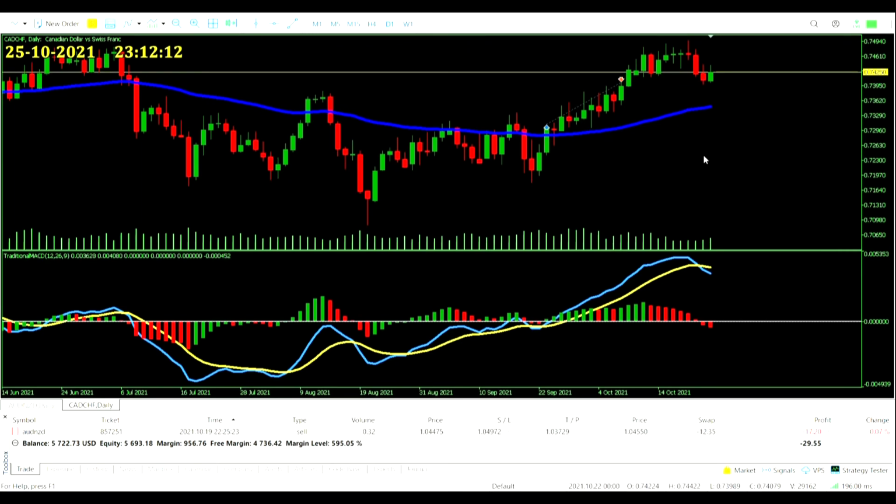Canadian dollar, Swiss franc pair, one more day to make it across the moving average. And to get there, it is going to have to be a heck of a day for the Swiss franc, or an appalling day for the Canadian dollar. Doubt that one will come for us.